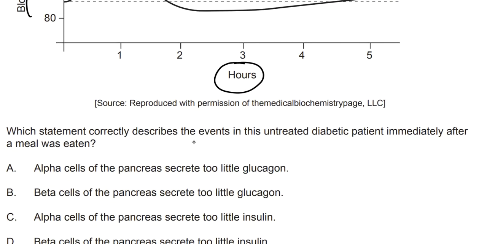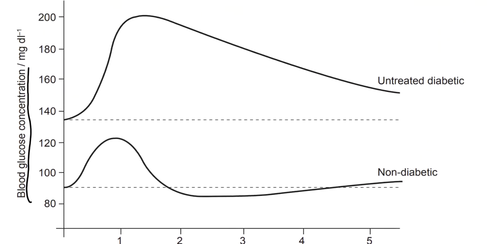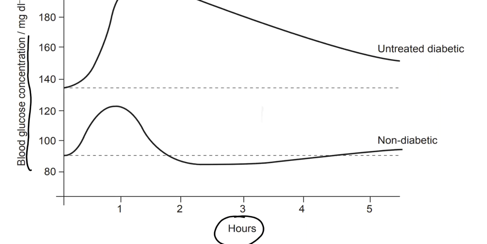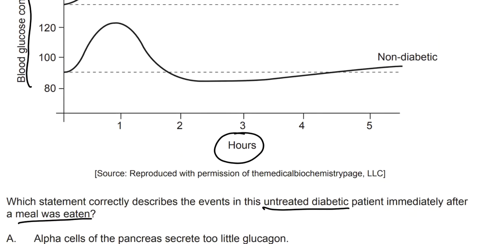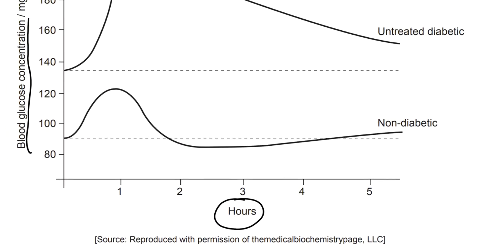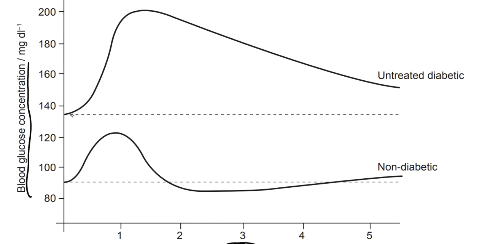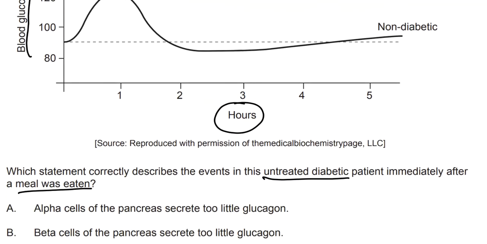Let's see, which statement correctly describes the events in the untreated diabetic patient immediately after the meal was eaten? So this is the untreated diabetic person. We see that the blood glucose concentration decrease is really, really slow, whereas the non-diabetic person has a quick, rapid fall in blood glucose level to that steady level there. And actually, something else to note is that the untreated person has a much higher normal concentration than the non-diabetic person, almost double about.